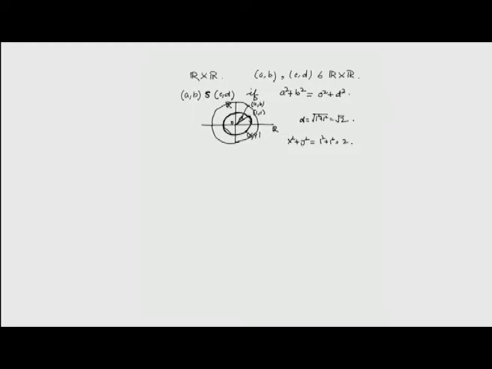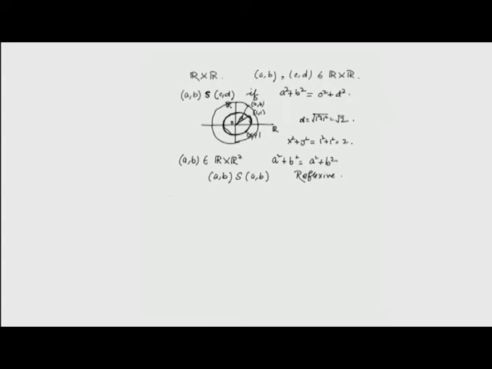Now, let us start checking the properties. We claim that given any (a, b) belonging to R cross R, a square plus b square of course trivially is equal to a square plus b square, which means that (a, b) is S related to (a, b). Therefore, the relation S is reflexive.